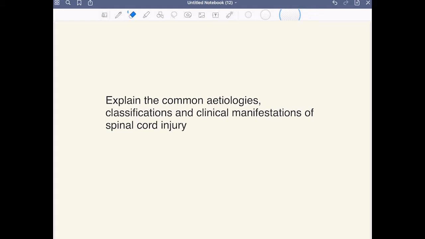Now, the learning outcomes that I want you to take from this particular lecture is to be able to explain the common etiology, so this is the cause associated with spinal cord injury. I also want you to know the different classifications, so how do we class the degree of injury, and the common clinical manifestations associated with spinal cord injury.